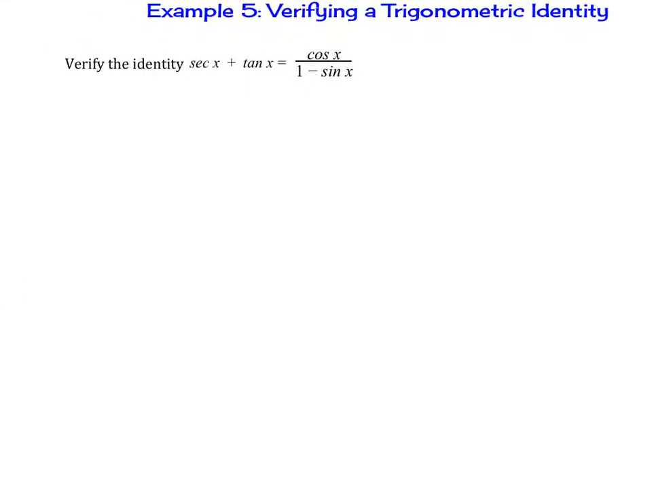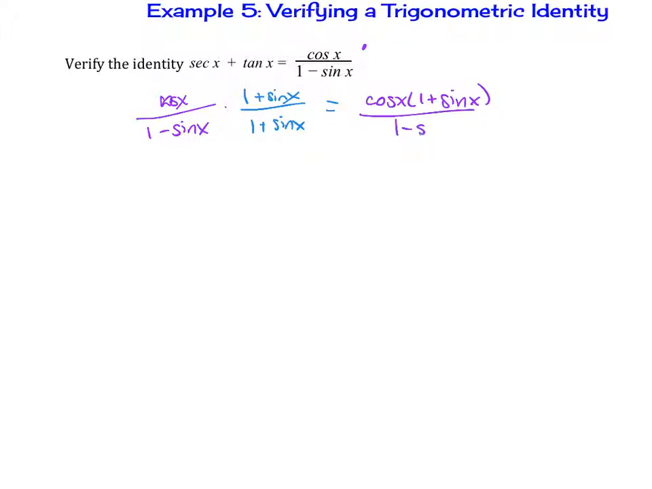Okay, let's verify this identity. Let's start on the right side. So we have cosine of x over 1 minus sine of x, and let's multiply by the conjugate, 1 plus sine of x over 1 plus sine of x. So this becomes cosine of x times 1 plus sine of x over 1 minus sine squared of x. Then we have cosine of x times 1 plus sine of x, I'm just rewriting it. We're going to change 1 minus sine squared of x to cosine squared of x. Notice I can cancel out one of the cosines in the denominator. So I have 1 plus sine of x all over cosine of x.